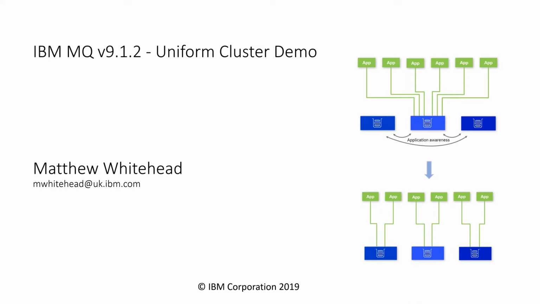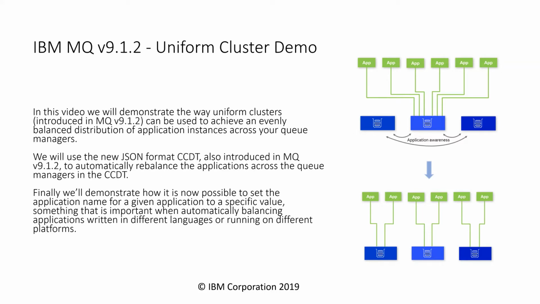Hi, welcome to this demo of a new feature in MQ 9.1.2 called Uniform Clusters. In the video, we're going to demonstrate the main capability of uniform clusters, which is that you can have application connections evenly distributed across a group of queue managers automatically, where the group of queue managers communicates amongst itself and tells applications to reconnect elsewhere in order to maintain an even distribution of connections.